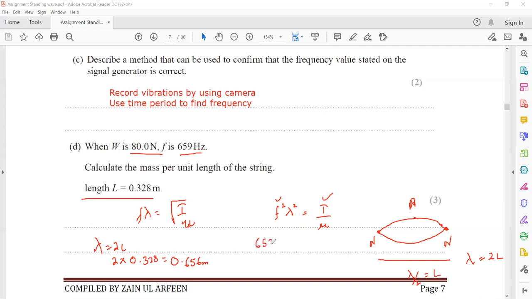So we have lambda, and frequency is there. So 659 square, 0.656 square, 80, and mu. So we need mu. Mu is equal to 80 divided by 659 square into 0.656 square, and this will come out as the mass per unit length, in kilogram per meter, as 4.3 into 10 to the power minus 4 kilogram per meter.